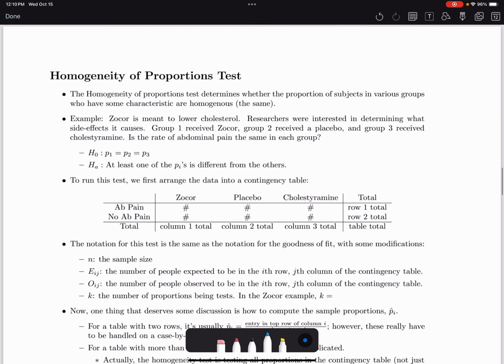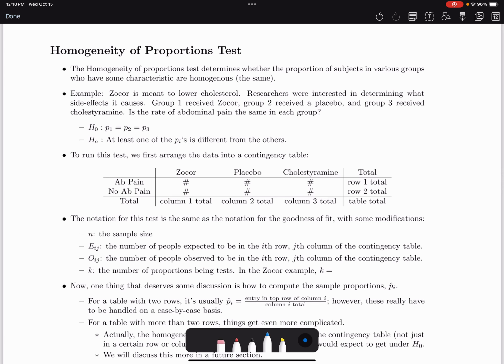Moving on. Let's talk about a different test, the homogeneity test. The homogeneity of proportions test determines whether the proportions of subjects in various groups who have some characteristic are homogeneous, or in other words, the same. For example, Zocor is meant to lower cholesterol. Researchers were interested in determining what side effects it causes. Group 1 received Zocor, Group 2 received a placebo, and Group 3 received cholestyramine. Is the rate of abdominal pain the same in each group?